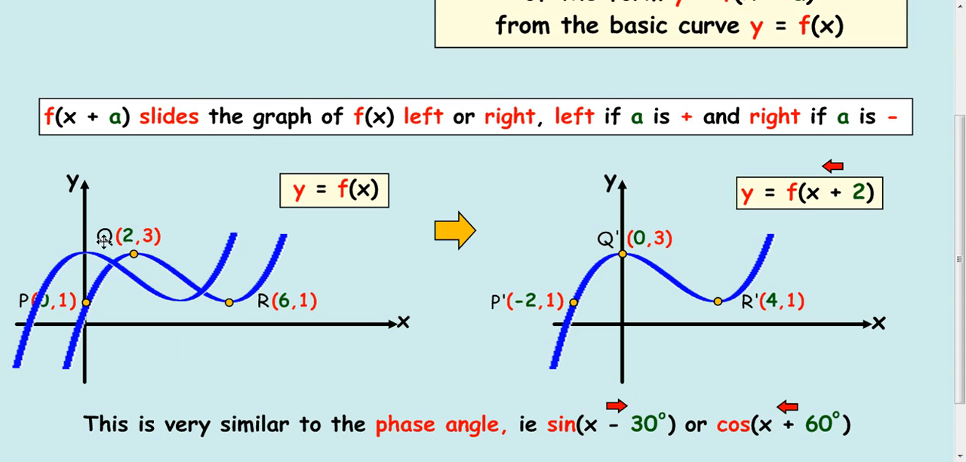So 2, 3 becomes 0, 3 because you're moving it this way 2 places. It's the x coordinate changes this time. The 0, 1 becomes negative 2, 1, back 2 places, and the 6, 1 becomes 4, 1. It's really important that you mark in the new coordinates when you shift the graph. A lot of people shift the graph and forget to put the coordinates in and lose marks.